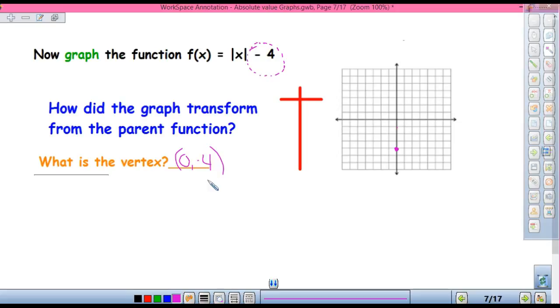Okay, so now since there's nothing in front of here, my slope is 1. So same thing that we did, up 1 over 1 on the right side, and then the same thing on the left side, up 1 to the left, up 1 to the left. Make your V.